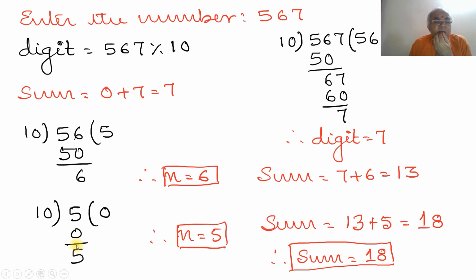So you're going to get this remainder, which is 5. N is equal to 5. So sum is equal to 13 plus 5, which is 18. So sum is equal to 18. This is how the design of this program for the sum of the digits of the number to be entered is going to behave.